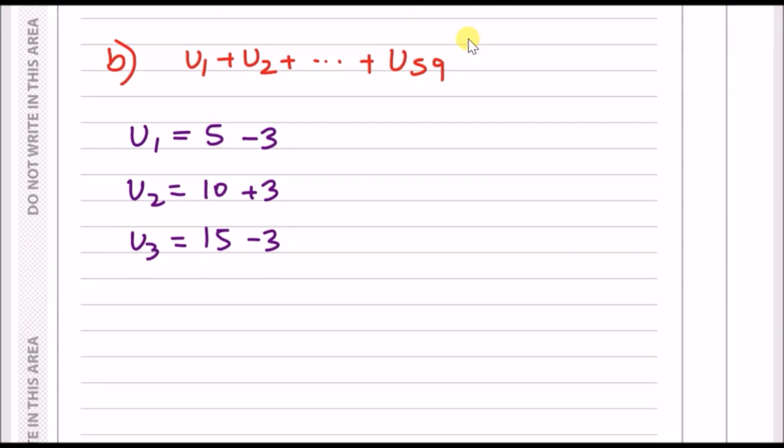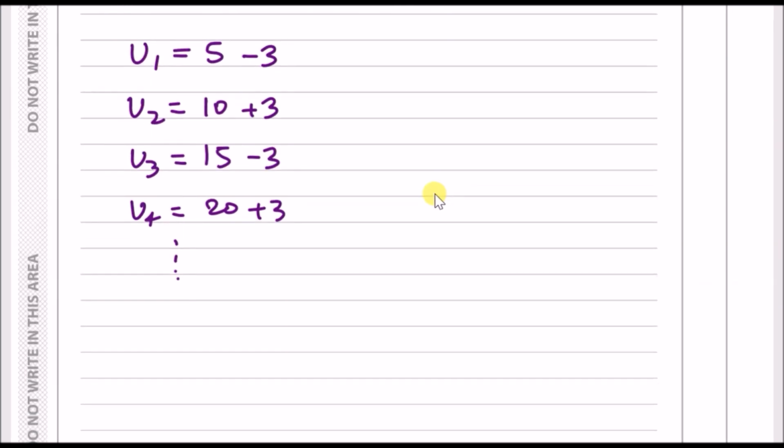So actually, you can see it kind of alternates. So u4 is going to give us 20 plus 3. And if we keep on doing this, we can see that for odd terms, like u1 or u3, you get negative 3. For even terms, you get positive 3. So this implies that at u59, well, what do we have? We're going to have 5 times 59. That's going to give us 295. And because it's an odd term, minus 3.